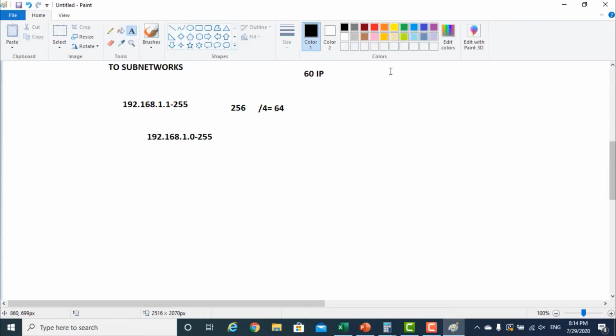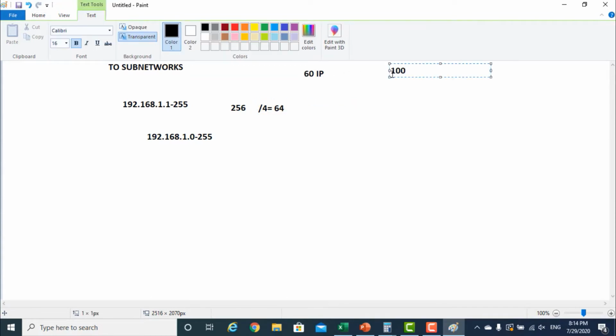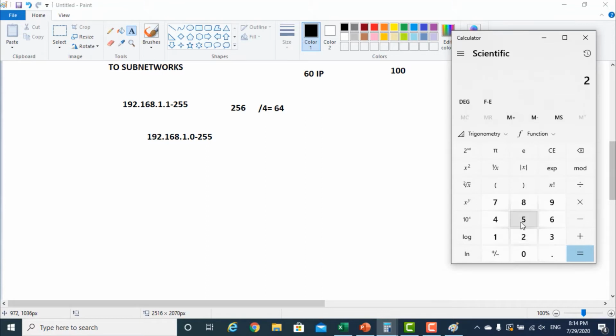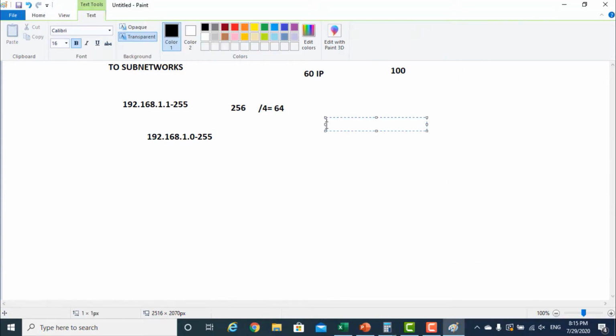Or if our company, like the previous company, needed only 100. So if you divide this 256, for example, let's go to calculator. If you divide 256 into 4 again, that will provide you 64. But you need 100, so that's not a good division. Let's go to 256 divided into 3, let's say. That is 85. So 85 is also not possible. So your portion going to be 256 divided by 2. Yeah, now 128. So at least you minimized it.